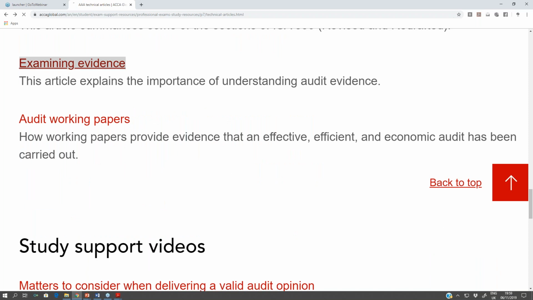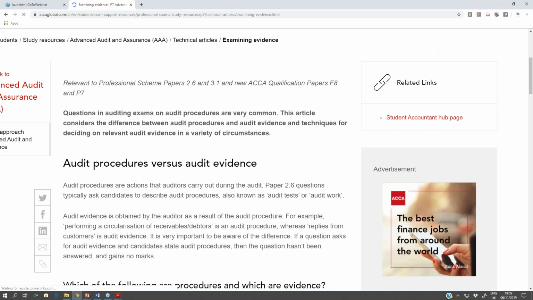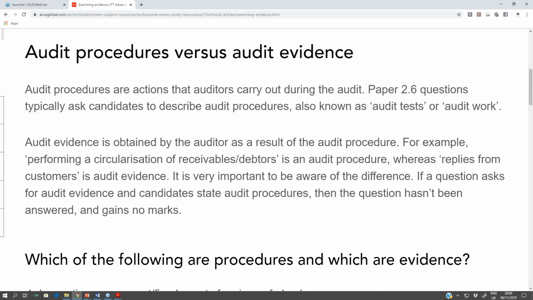Though it's a very old article, so many times students have a confusion. What is the difference between a procedure and evidence? Because in P7, AAA, you also get to write procedures. You also get to write evidence. So many times students keep asking, what is the difference between a procedure and evidence? Though I have made it clear so many times in my previous webinars, is there something written by the examiner in black and white? If you explore this article on evidence, it is also giving you a difference between a procedure and evidence. Can this make your life easier as a student?